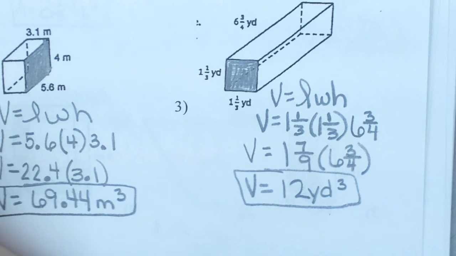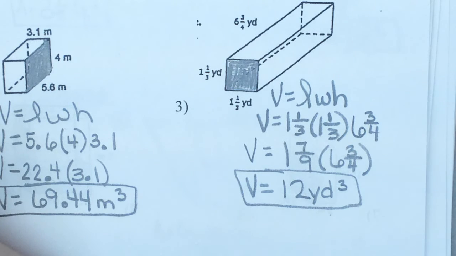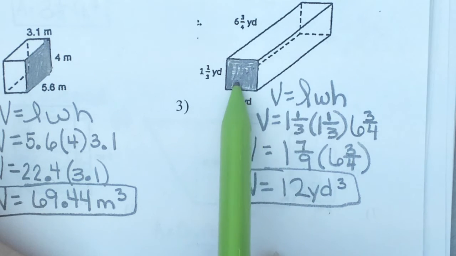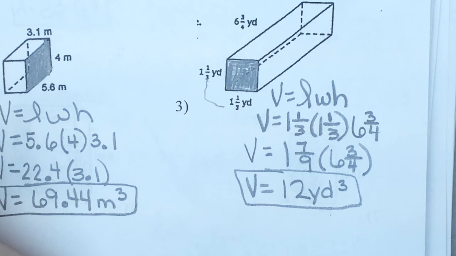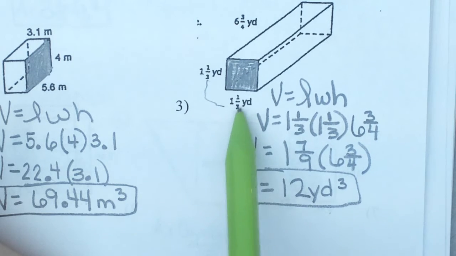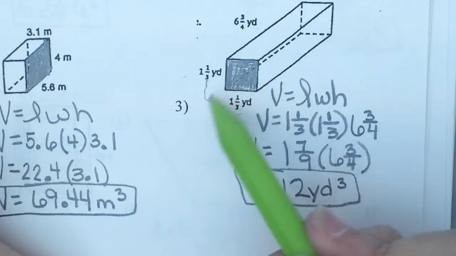Okay. How do you know which to do first? It matters what you shade. So if you shade this box, you want to use these two as your first two numbers. And it doesn't matter which order, if they were like 2 and 3 or if you do 3 and 2, that doesn't matter. If you shade the top, what is 6 and 2/4 and 1 and 1/3?